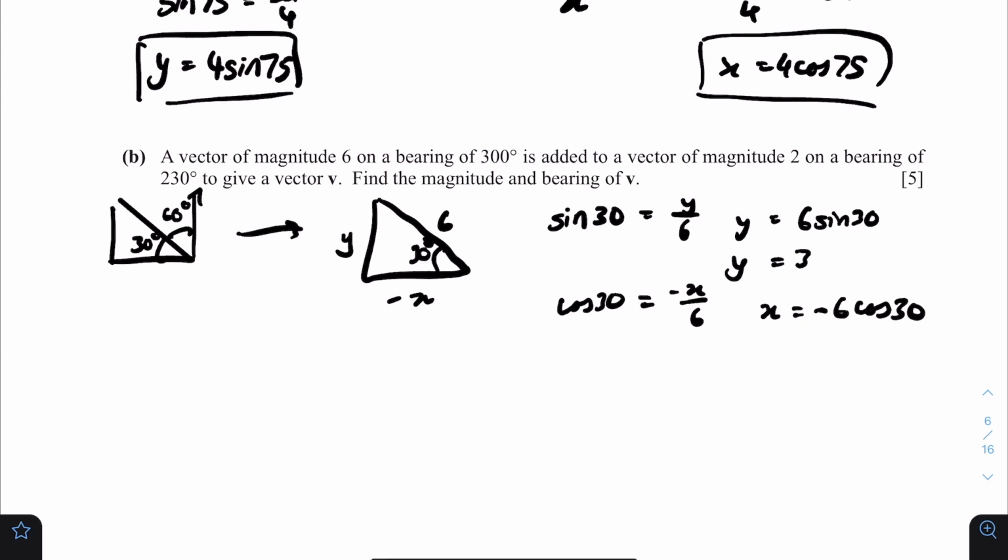We know that cos 30 is root 3 over 2, and therefore x is equal to negative 3 root 3. All right, so we know that this vector over here is negative 3 root 3i plus 3j. Now let's think about the next vector. So that's magnitude 2 on a bearing of 230 degrees.